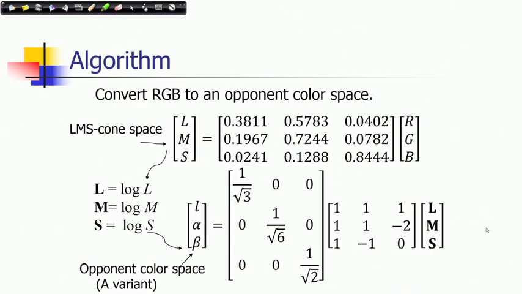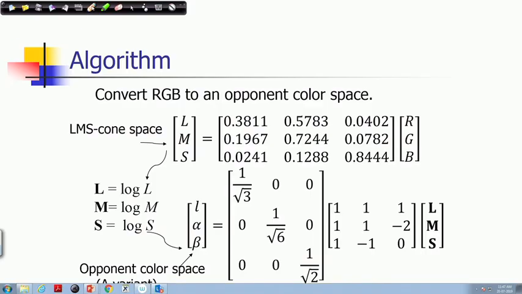These are the three components, which is similar to an opponent color space model. You can see particularly in this row, this is corresponding to the intensity component, which is the addition of L, M and S, and this one is L plus M minus 2S.